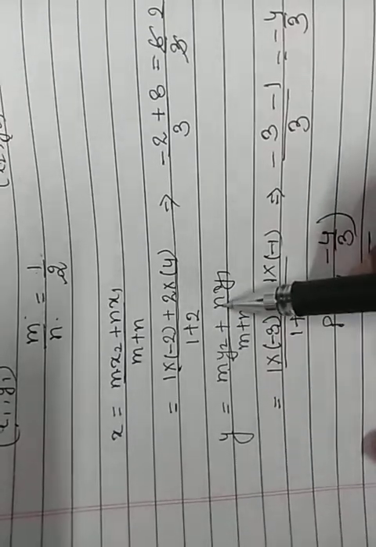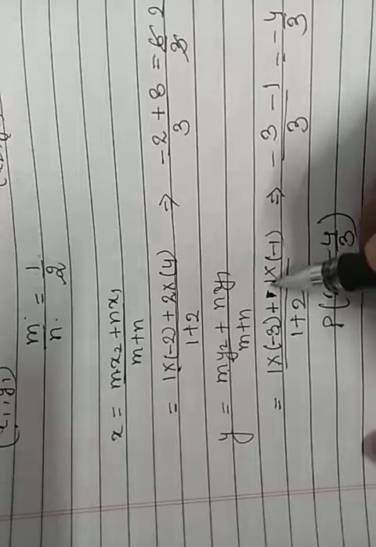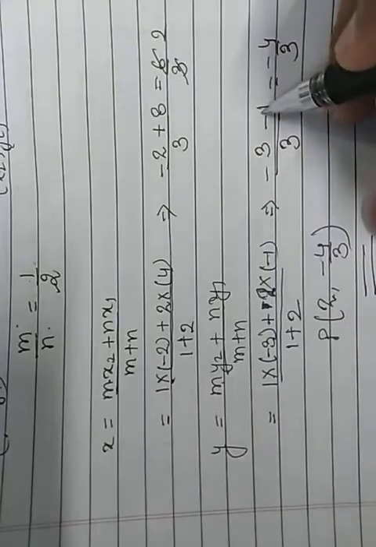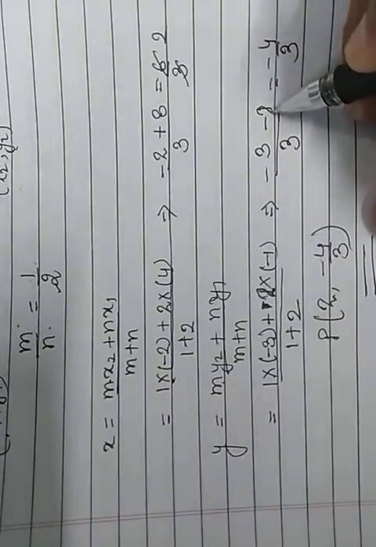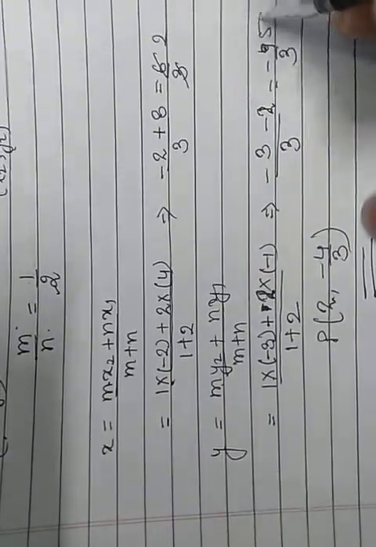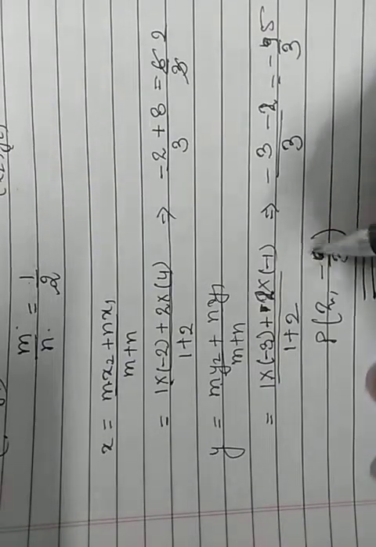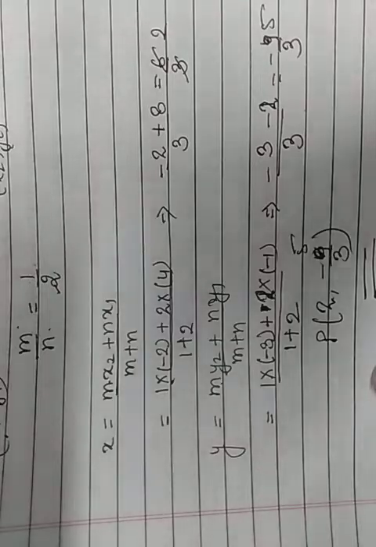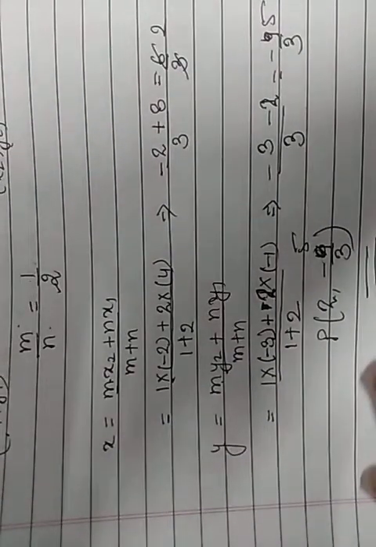The value of n is not equal to 1, the value of n is 2. The value of n is equal to 2. So this is minus 5 upon 3. Now we will find the value of Q.